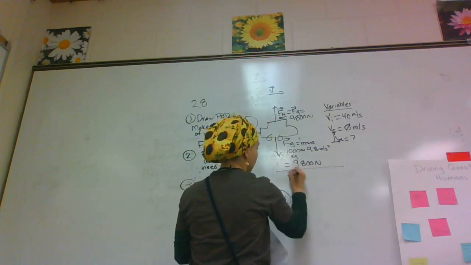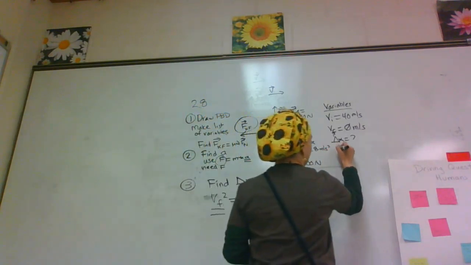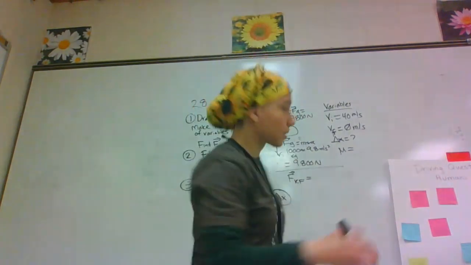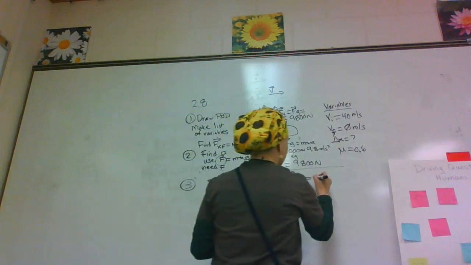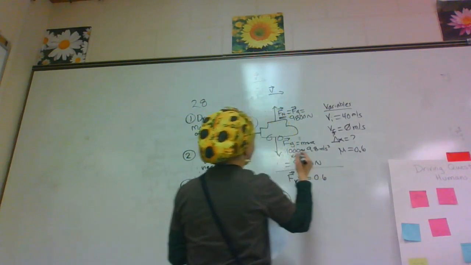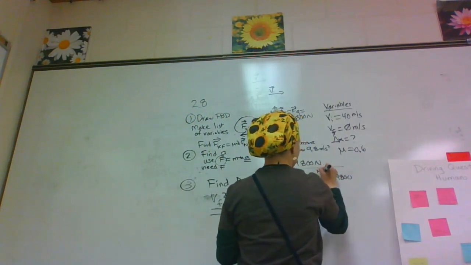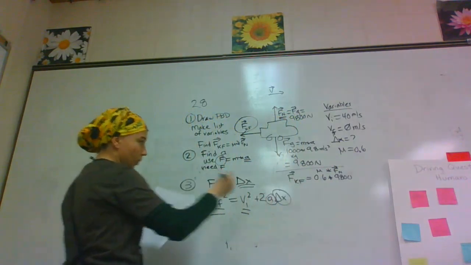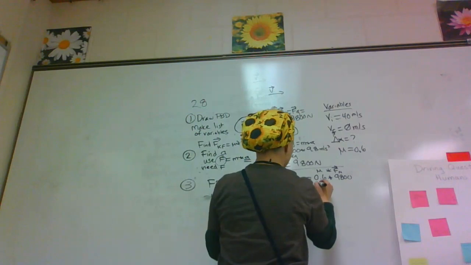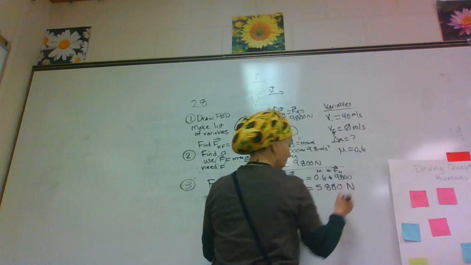My force of kinetic friction is going to be equal to mu, which is given in the problem. I should have put that here. Mu for this problem is 0.6, and you notice mu doesn't have a unit. So 0.6 times my normal force, and my normal force is 9,800 newtons. So this is mu times my normal force. And so when I do this, I find that my force of kinetic friction is 5,880 newtons.